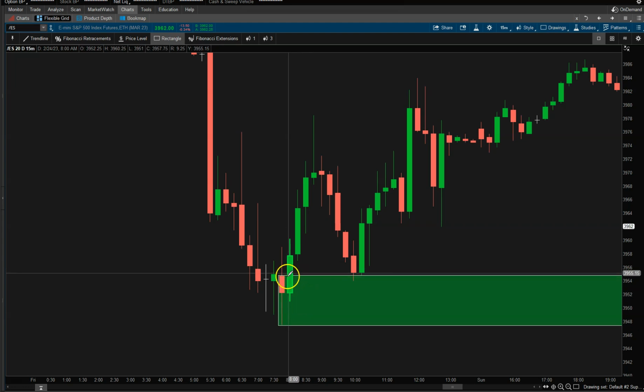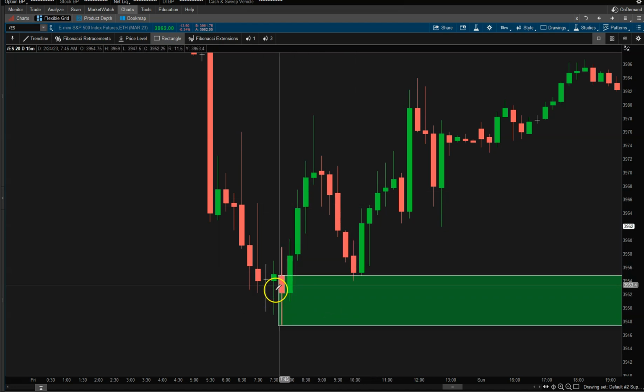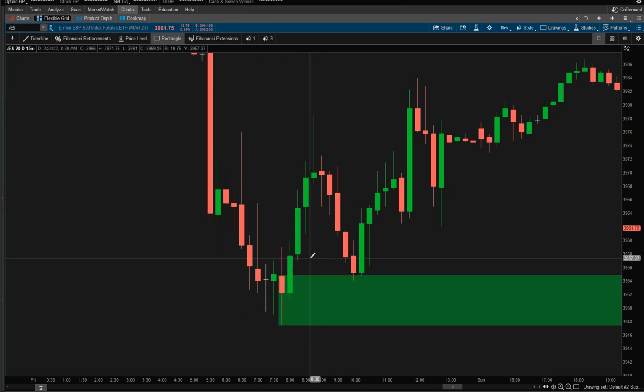And as we could see, as price rallies, a lot of times we don't want to take this right away. We want to wait for a confirmation because we don't want to be chasing it. We want price to come back and retest that level, and it's the very first touch of that retest where we want to look to be a buyer.